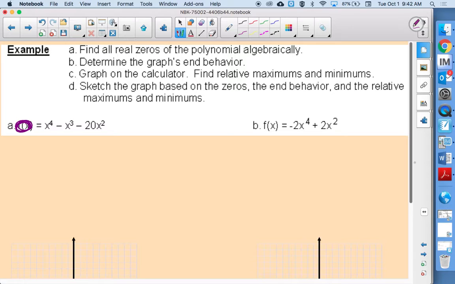Colin, would you set the equation equal to 0? So set it equal to 0. And then what else would we have to do? Solve for x. Factor. Yeah. What can you do to factor this, Colin? Pull out an x squared. Pull out an x squared. And then we have x squared minus x minus 20. And then what else would we do, Colin?